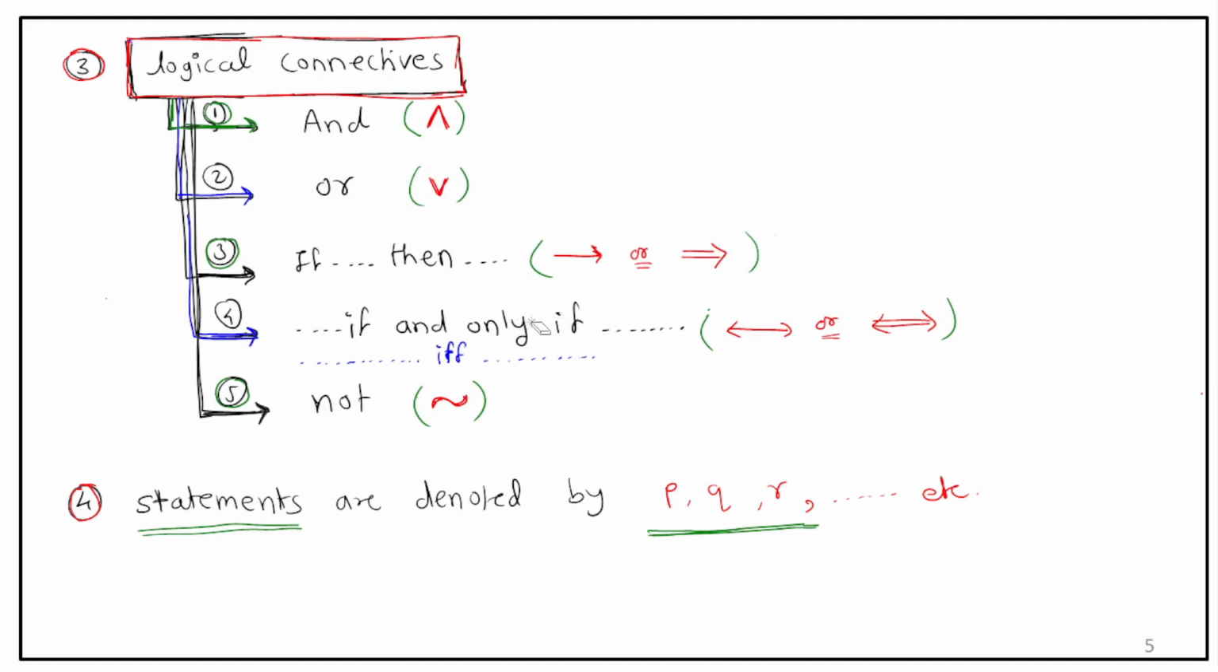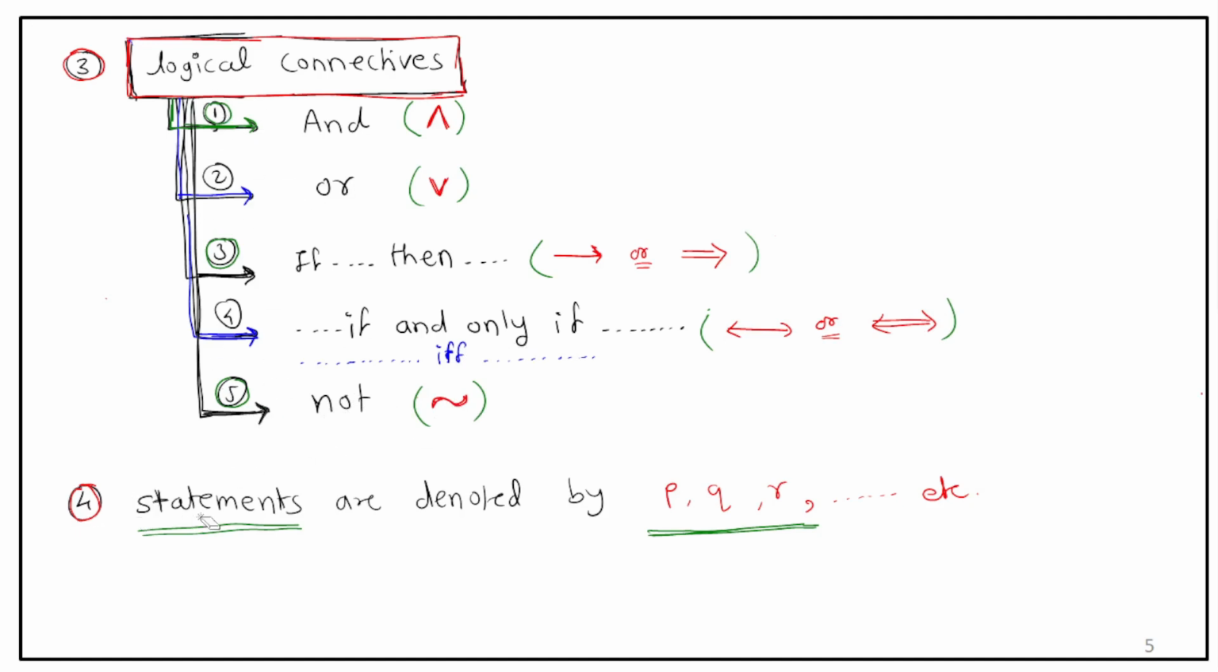Now shortcut of this if and only if, that is IFF. Notation: double headed arrow, single line, double headed arrow. Okay, now this is the notation for if and only if. And fifth one, that is the not, now this is the notation of not. Okay, now this is a total of 5 connectives.